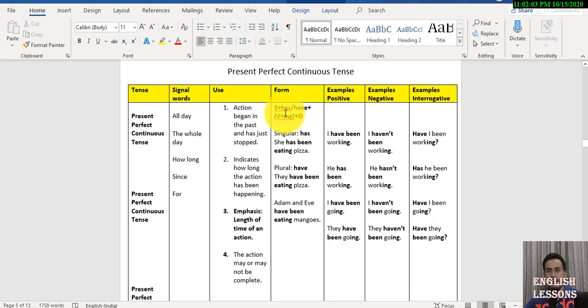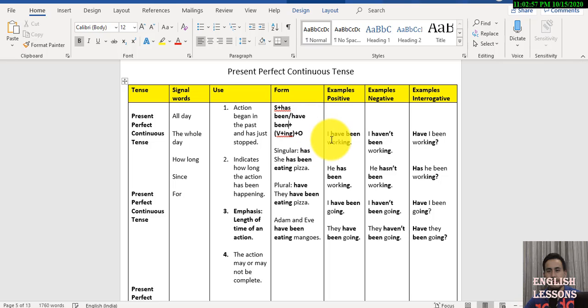We have subject plus have or has, depending upon whether the subject is singular or plural. Subject plus has or have plus been plus verb in ing plus object. Singular: She has been eating pizza. So has been, have been plus verb in ing. There has to be has been or have been plus verb in ing. Do not forget that.